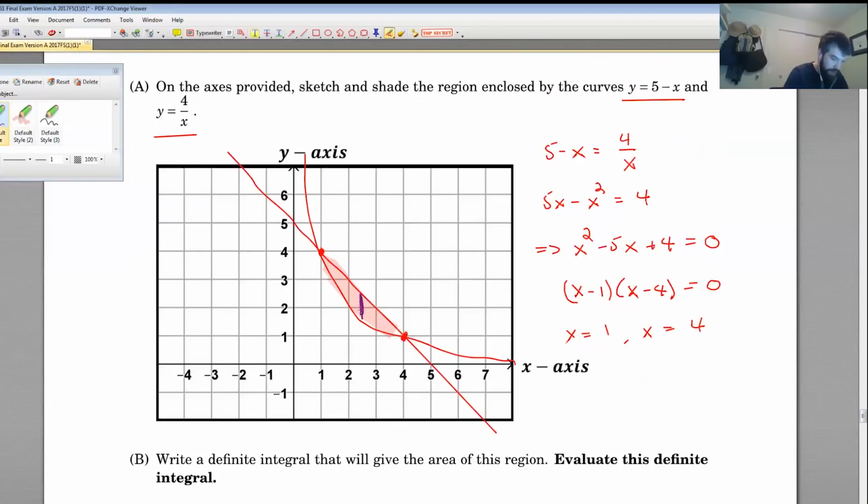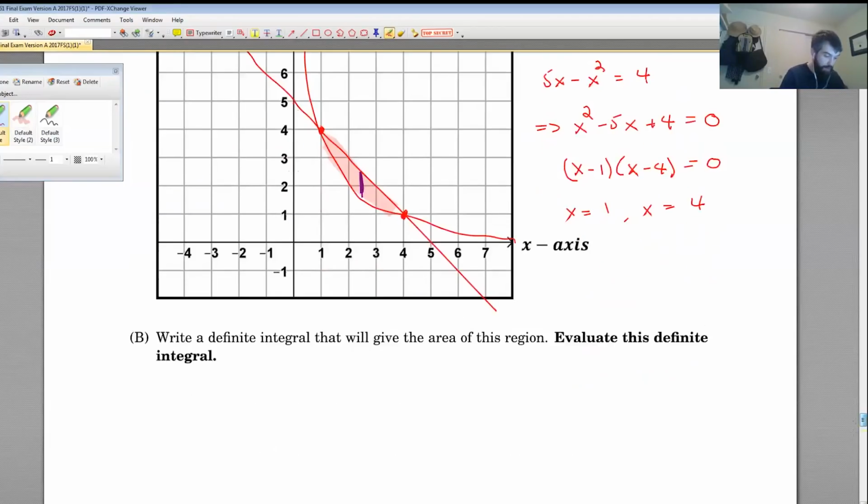So I will do a vertical strip, and it will be the top minus the bottom when I write down my area. So my area equals the integral from 1 up to 4. Those are the two intersection points that we found. And then it is simply the top curve, which I believe was 5 minus x, minus the bottom curve, which is 4 over x, and then all of that dx.